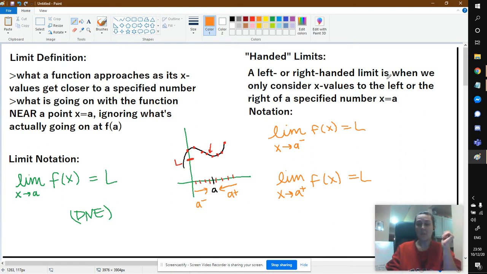We're about to figure out that when these two are the same number, the limit exists and equals that number. And when these two are not the same number, the limit doesn't exist. But let's explore that with some examples.